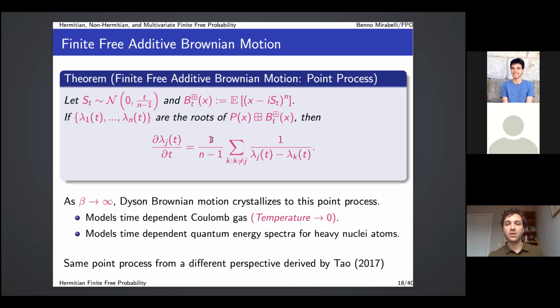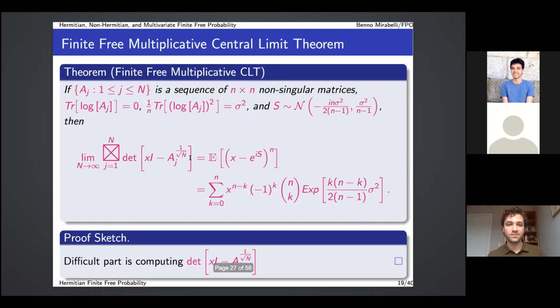And this might look bizarre, but it actually shows up in the literature. It's Dyson Brownian motion, where once again you send beta to infinity. And this has connections to physics and to random matrix theory, which were observed originally by Dyson. This connection between polynomials and Dyson Brownian motion was also derived by Terry Tao in 2017, where he looked at it as derivatives on polynomials, not from this finite free or random matrix perspective, but found the same connection between polynomials and Dyson Brownian motion. All right, so that's what I'm going to say about the finite free additive convolution.